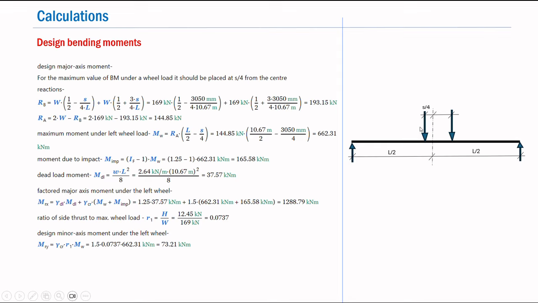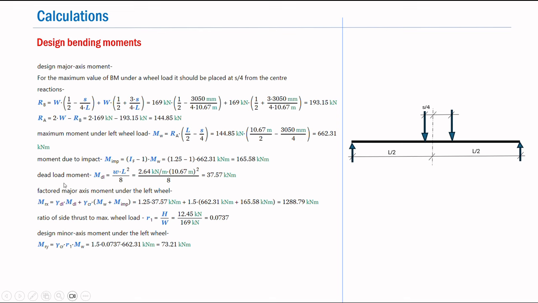And for this critical load position, we evaluate the reactions on the beam RA and RB as shown here. For example, the right support reaction is 193.2 kN, whereas the left is 144.85 kN. And for this critical position of the wheel loads, we evaluate the maximum moment under the left wheel load, that is RA into (L by 2 minus S by 4), and this is calculated to be 62.31 kN. Next, as discussed, we also include the impact effect, and the impact component is calculated as (IF minus 1) into MW, which evaluates to be 165.58 kN meter.